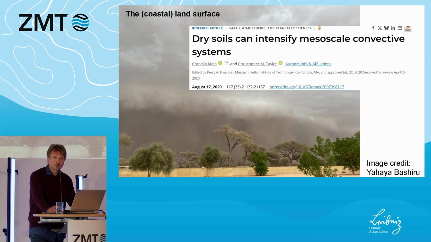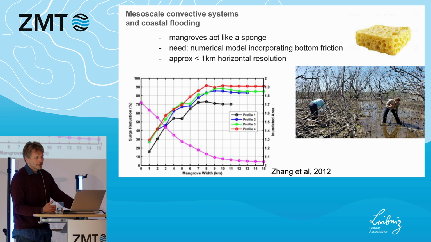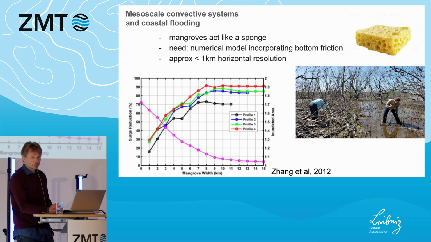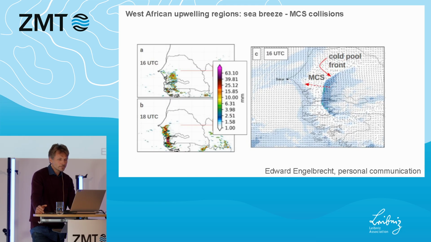And of course, this can affect the coastal ocean. For example, when, let's say, mesoscale convective systems interfere with sea breezes, right? So one aspect where this is relevant is mangroves. Mangroves can be thought of as a flood protection measure. They are like a sponge that sort of moderate storm surges. So if we want to model mangroves properly, we need to approach a sub-kilometer scale in coastal, oceanic, and atmospheric modeling, and getting the runoff right from the land surface.